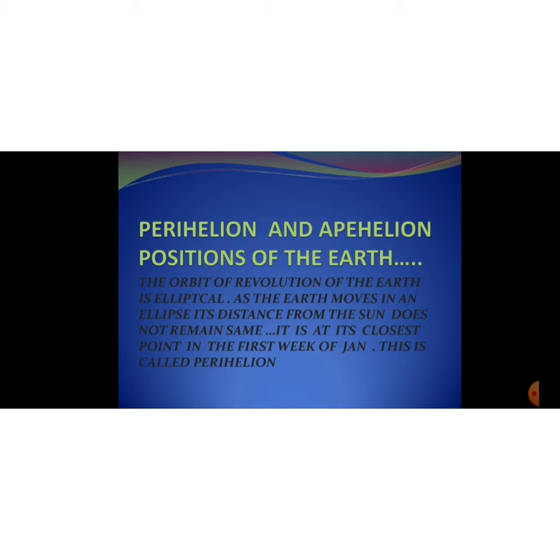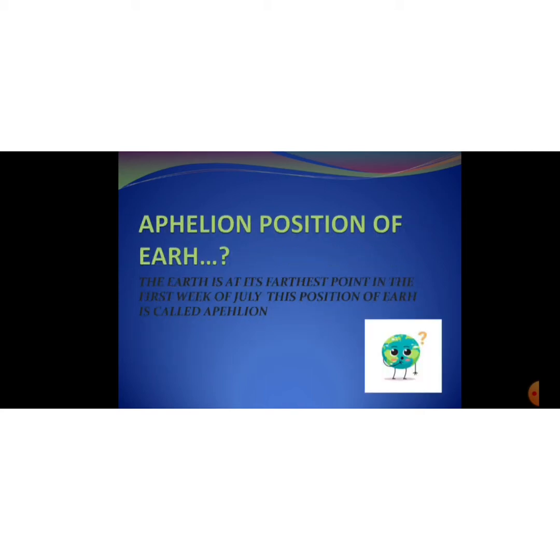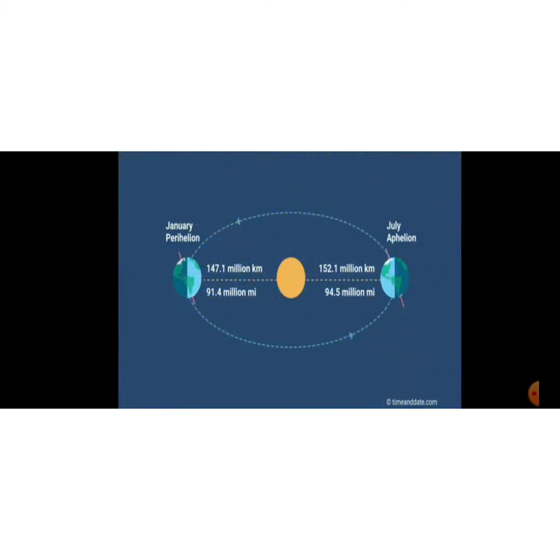This is called perihelion. Aphelion position of the earth. The earth is at its farthest point in the first week of July. This position of earth is called aphelion. This is the diagram of perihelion and aphelion.